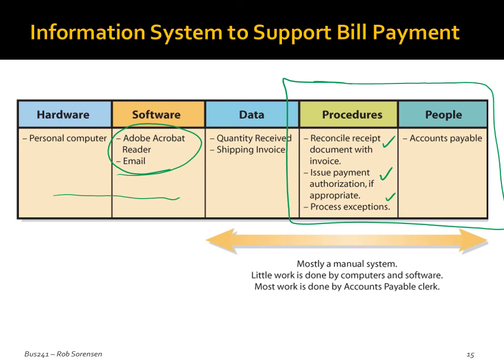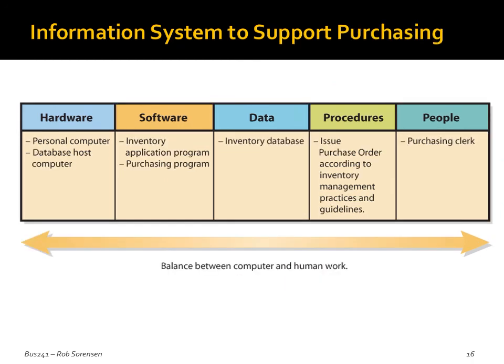All right. And then finally, they give us an example of something that's maybe got a bit of both, sort of a balance between computer and human work. That would be the purchasing side of things. So you can have some purchase orders being triggered automatically from the inventory system and the purchasing program. So on the technology side, some of it's being handled automatically. But again, you probably want to have a purchasing clerk involved somewhere, right? And some procedures to follow to make sure that things don't go wrong. And so there's sort of a balance between the two, which is kind of interesting way to look at it.